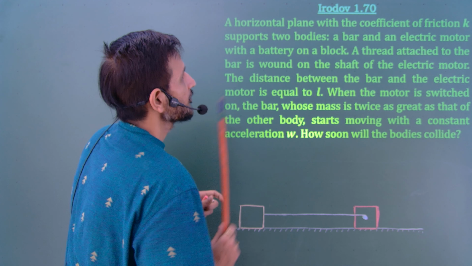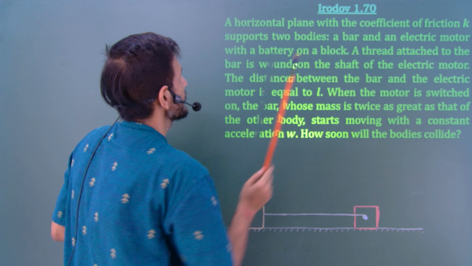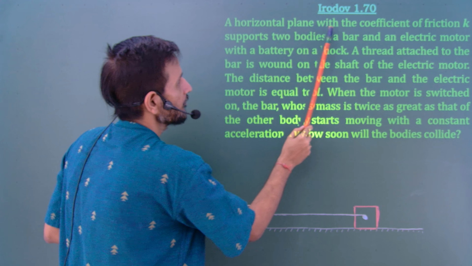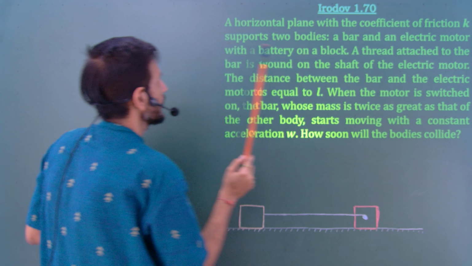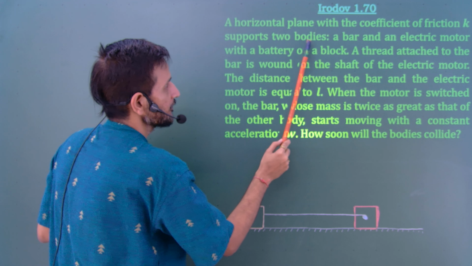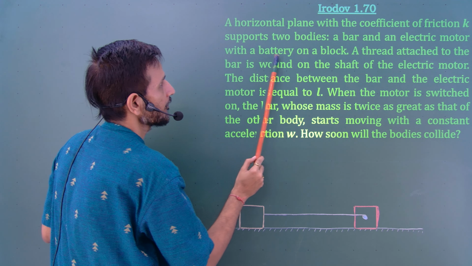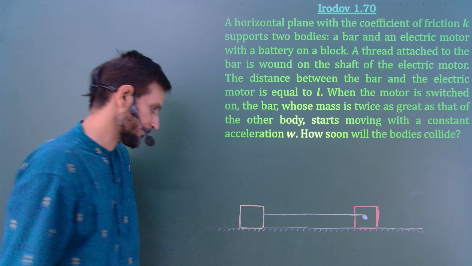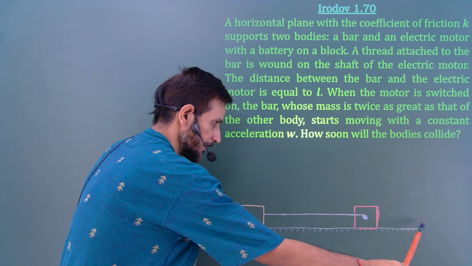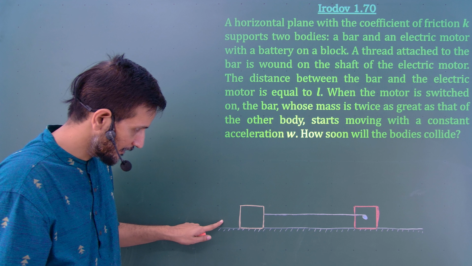Students, let us solve this Irodov problem number 1.70. A horizontal plane with the coefficient of friction K supports two bodies, a bar and an electric motor with a battery on a block. Okay. There is a horizontal plane having coefficient of friction K.